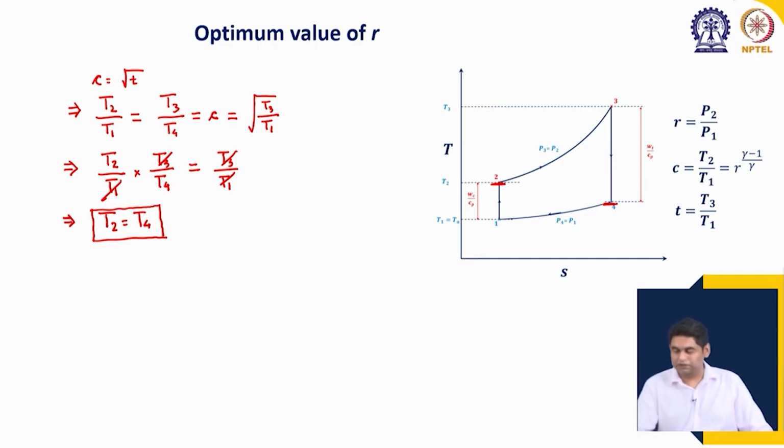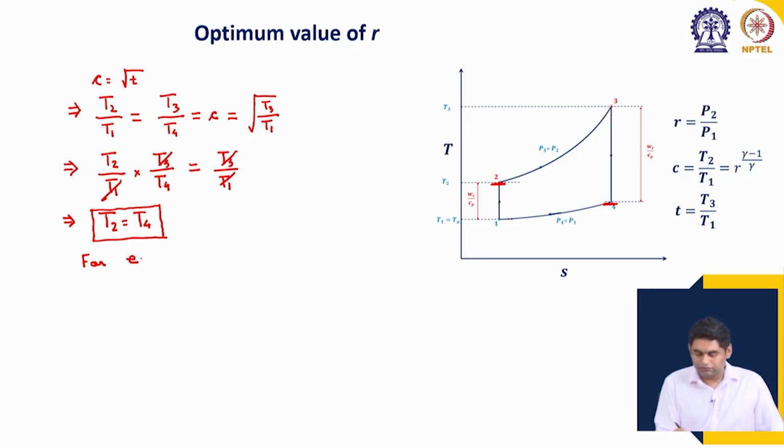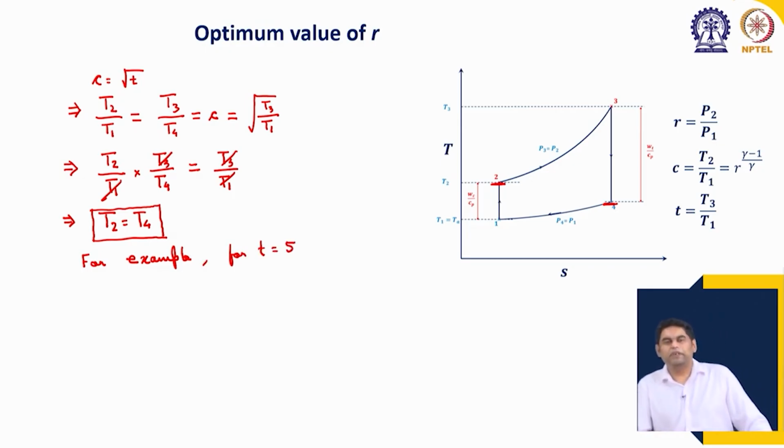So, we should have such a compressor pressure ratio that T2 equals T4, and then we will get the maximum work output. For example, if I consider some numerical values, let us say the inlet temperature is 300 Kelvin and the maximum temperature is 1500 Kelvin, all realistic values. In that case, small t is equal to 5.